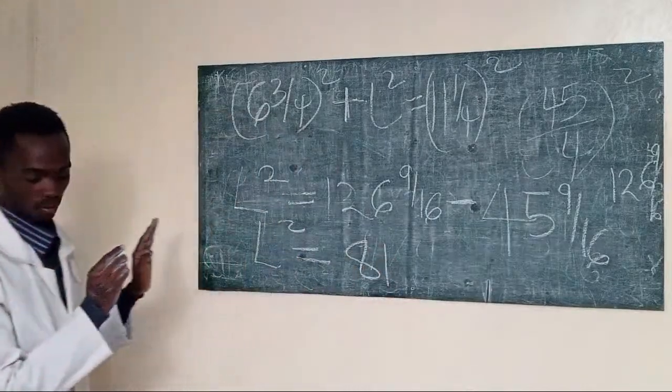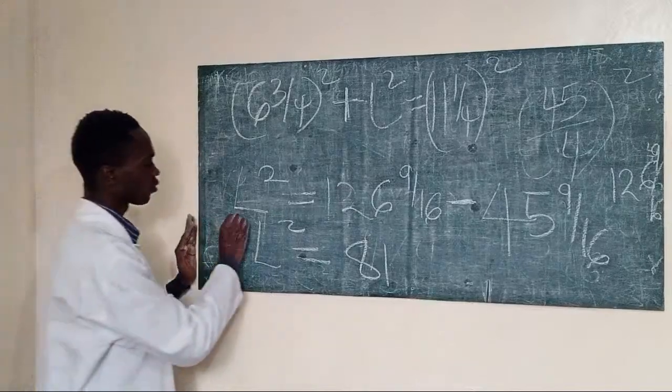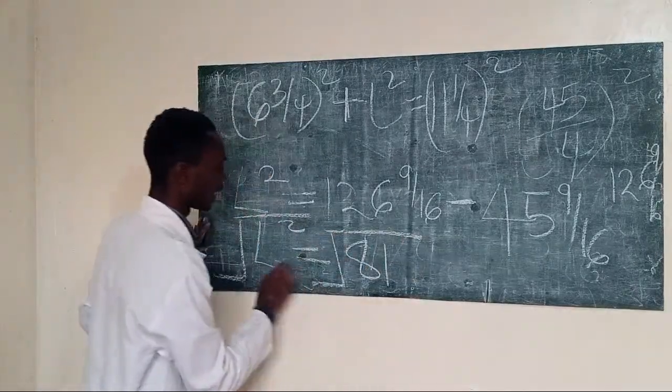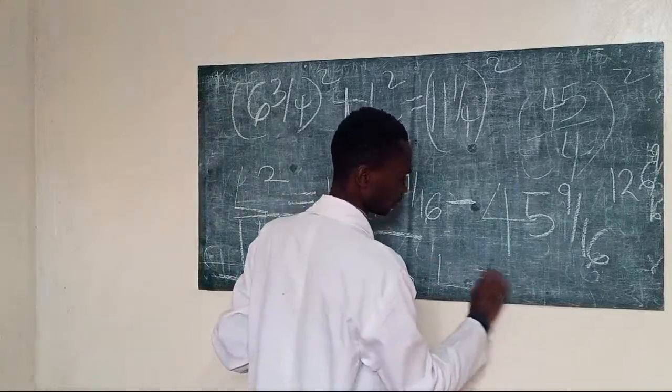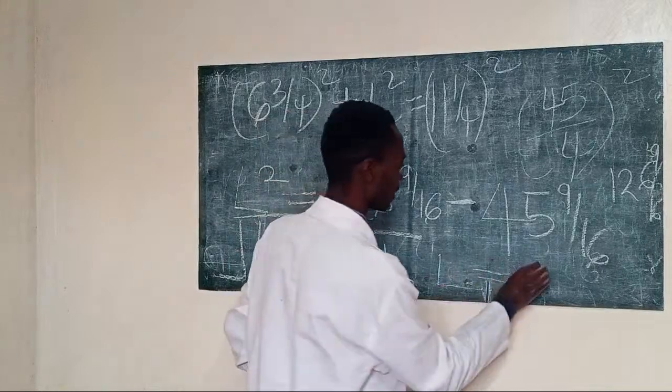I find the square root because I'm expected to find L. After getting the square root, I find that L is equals to 9.